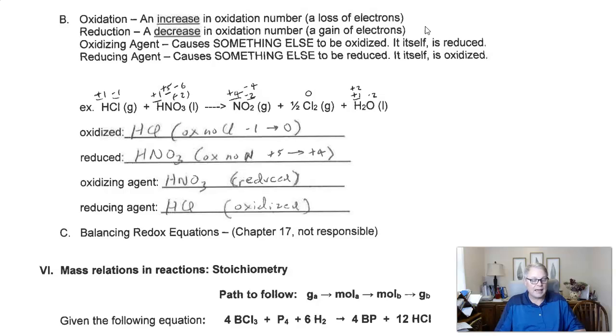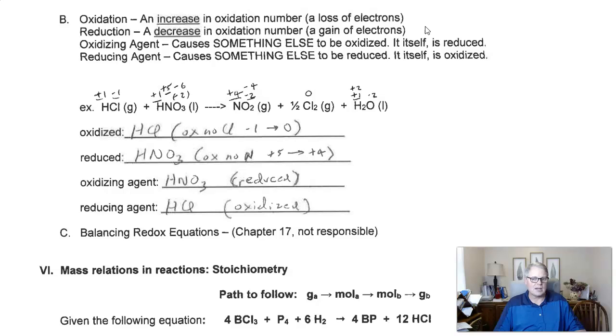So an oxidizing agent causes something else to be oxidized. Okay, so here's where it gets fun. If something else is being oxidized, what's happening to the oxidizing agent? Well, it itself is being reduced, because you can never have oxidation without reduction. So your oxidizing agent is the substance that's being reduced. Your reducing agent causes something else to be reduced, so therefore it itself must be oxidized. So when I'm looking for the reducing agent, I'm looking for the substance being oxidized.